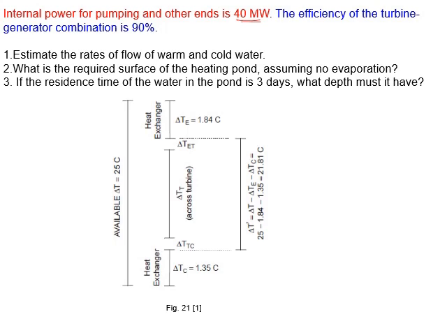Efficiency of turbine, he told me 90. And he asked me to find the flow rate for the warm and cold, as I mentioned. And also, he asked me about the area of the surface of the system, of the heat exchanger. And also, he asked me about what depth the system must have.